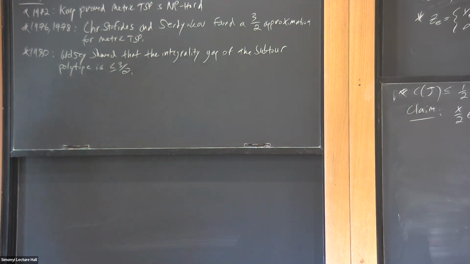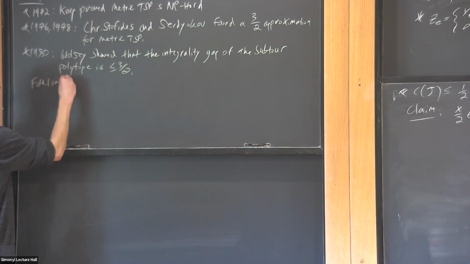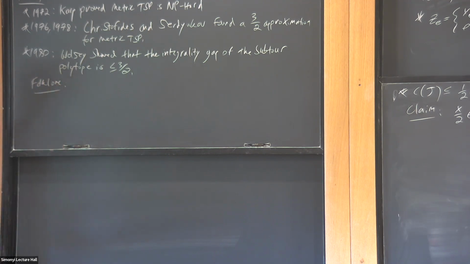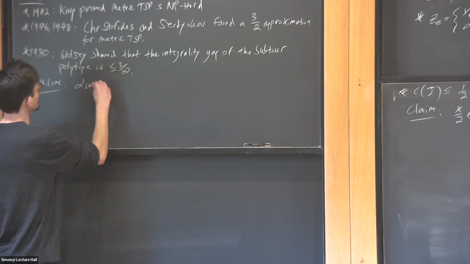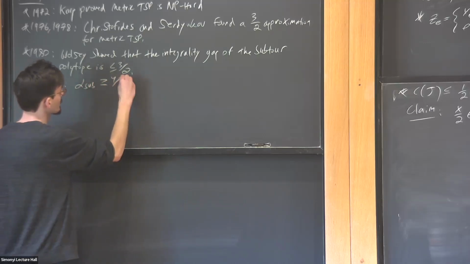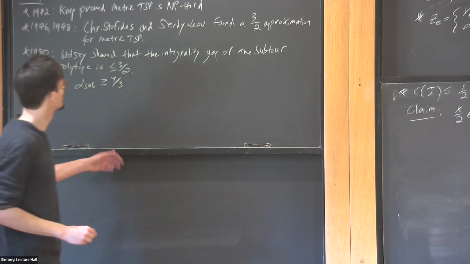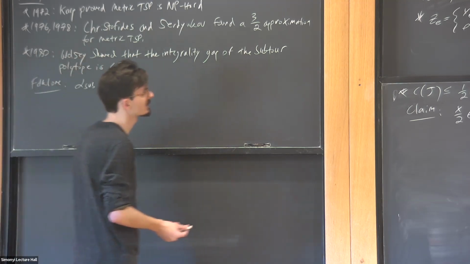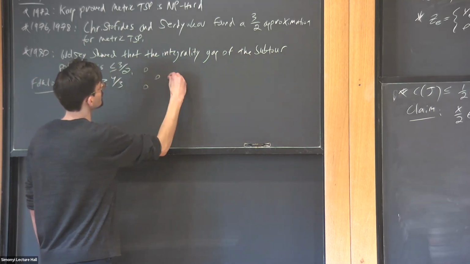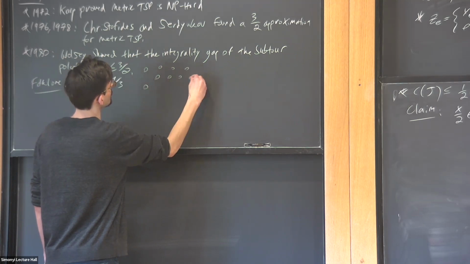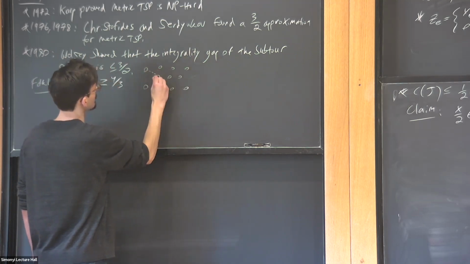Okay, so I'm going to talk very briefly about some folklore results that happened around this time. It's known that the integrality gap of the subtour polytope is at least 4/3. And the example here is called the envelope graph. And it looks like this.